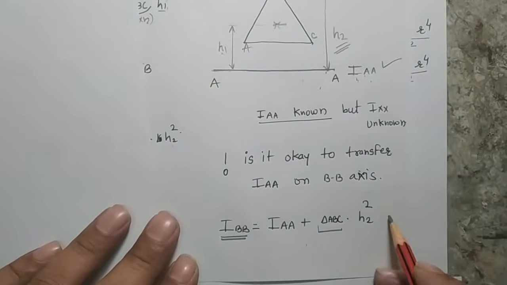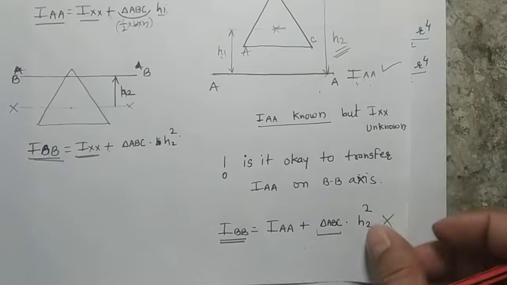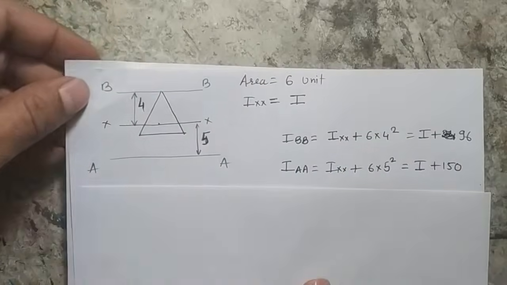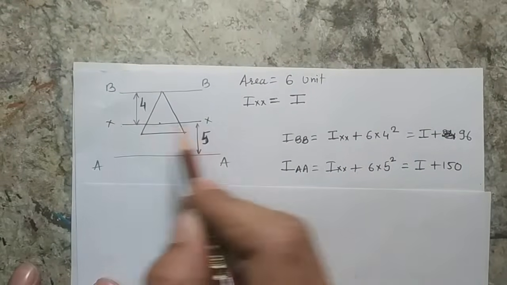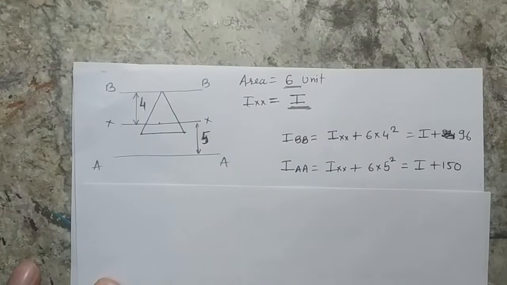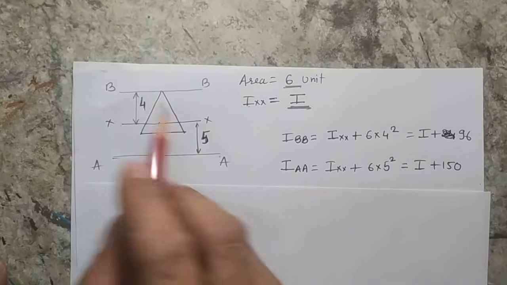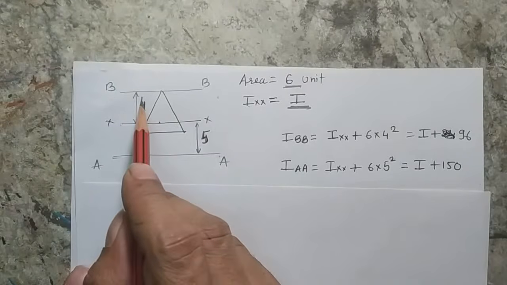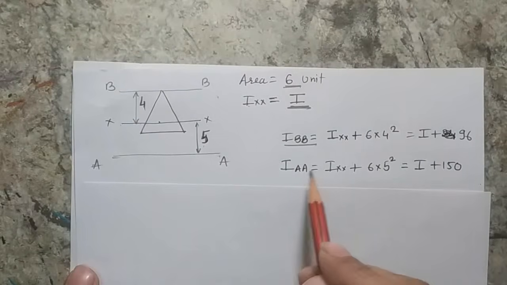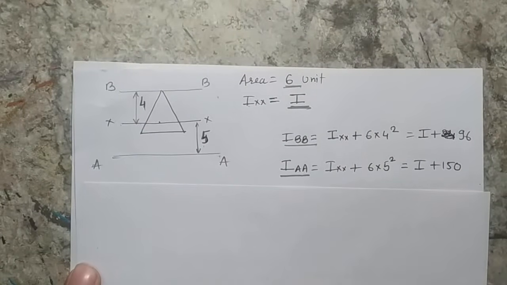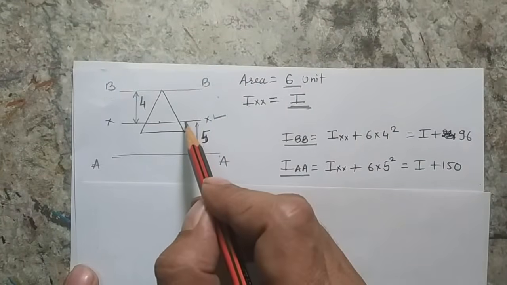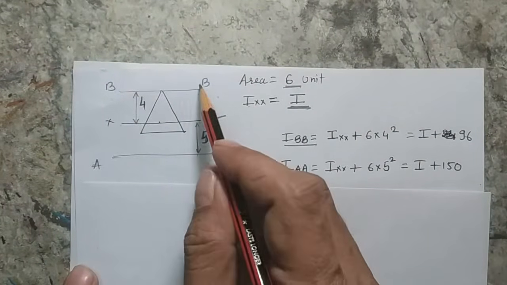So let me tell you, this is not correct, and why it is not correct, let me explain. For example, suppose I have a triangle and I know its centroidal axis moment of inertia is I, and the area of the triangle is, suppose, 6. There are two axes AA and BB. Suppose B is 4 units away and A is 5 units away, and I want to find IBB and IAA. From the parallel axis theorem, if I know Ixx, I can transfer Ixx to either AA or BB to get the value.